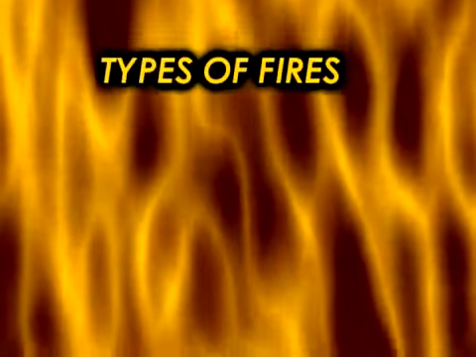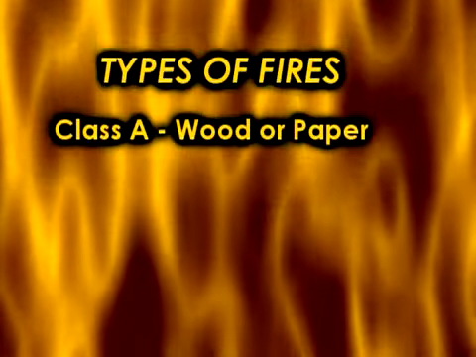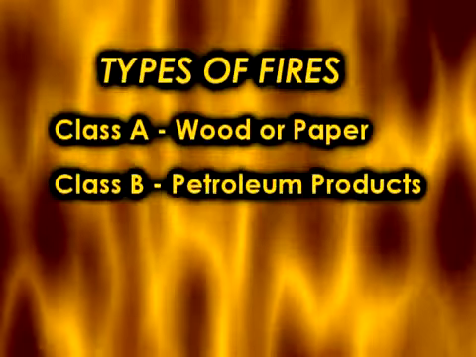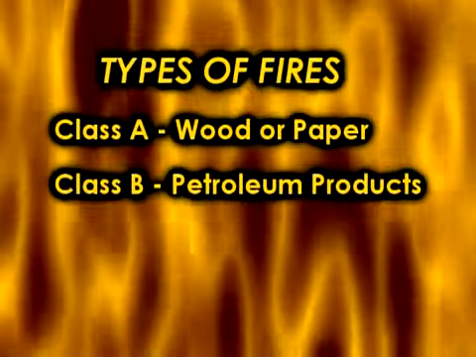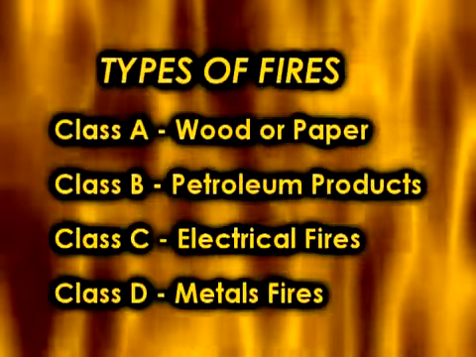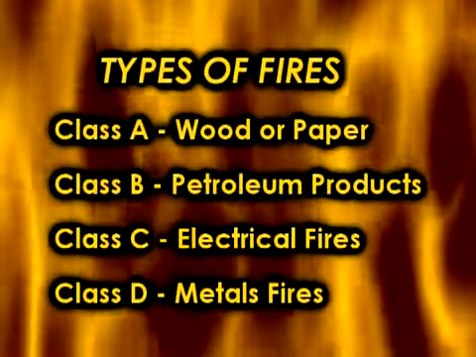There are four main types of fires. Class A, for ordinary combustibles like wood or paper. Class B, for flammable liquids like petroleum products and solvents. Class C, for electrical fires. And Class D, for metal fires.